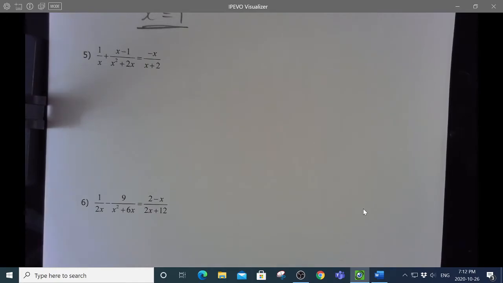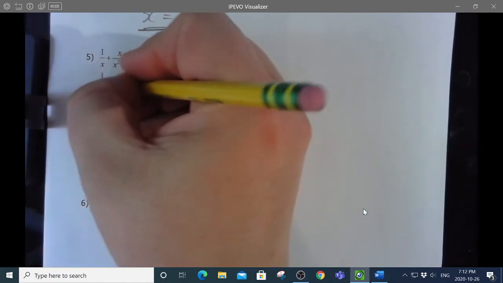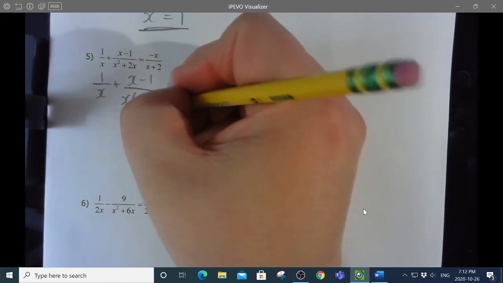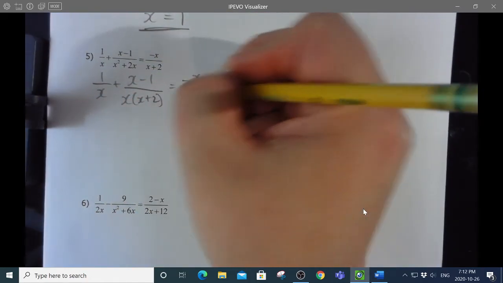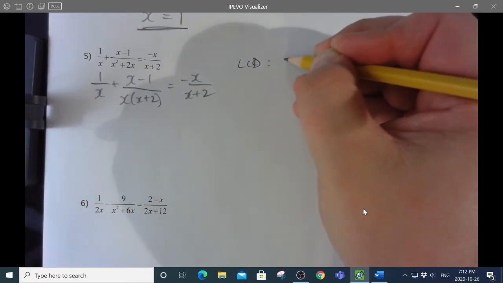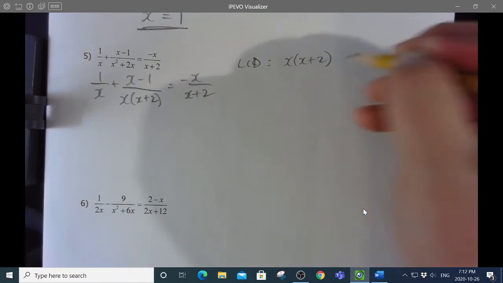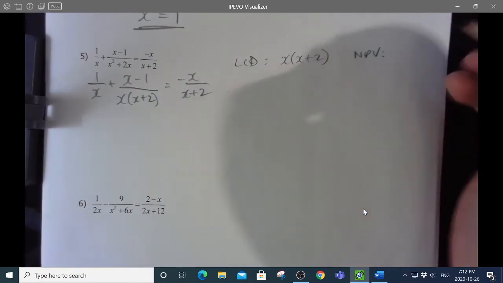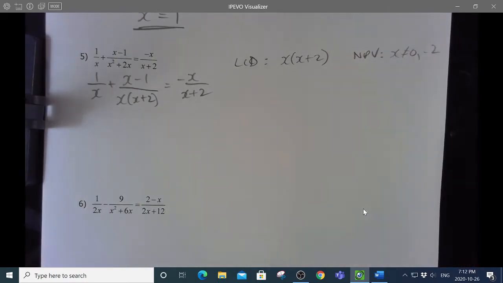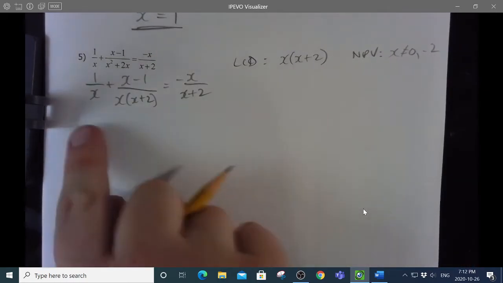Number 5. Let's see. I got a factoring I got to do first. 1 over x plus x minus 1 over x times x plus 2 equals negative x over x plus 2. All right, my LCD is x times x plus 2. My NPV is x can't be 0 or negative 2. And I am ready to times everything by those two things.